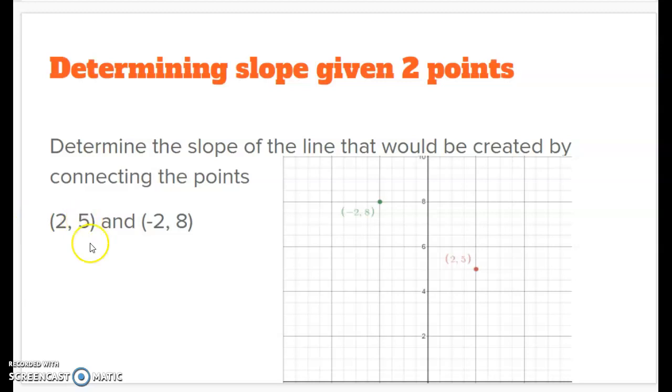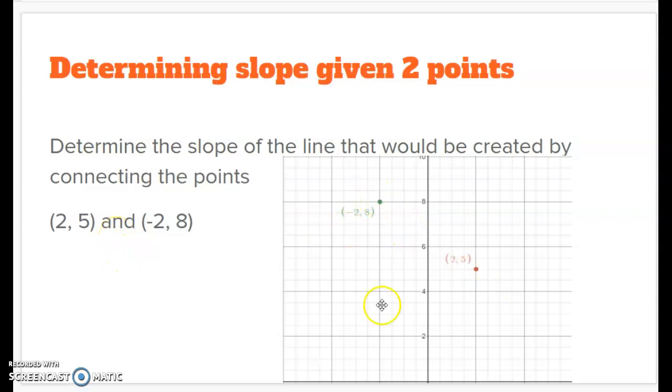So if the problem just said determine the slope of a line that would be created by connecting the points (2, 5) and (-2, 8). Again, remember in (2, 5), 2 is the x coordinate and 5 is the y coordinate, so (2, 5) is 2 over and 5 up on a graph, and the point (-2, 8) would be negative 2 over and 8 up on a graph. That's how those point systems work if you had forgotten.